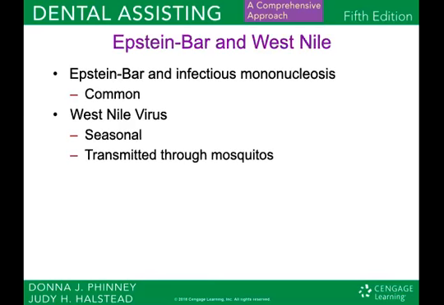The Epstein-Barr and West Nile virus are infections that are common. Well, not West Nile virus, but the Epstein-Barr virus, otherwise known as infectious mononucleosis, is common, and some people may know of mono, which is the kissing disease. And the West Nile virus is actually a seasonal disease that is transmitted through mosquitoes.